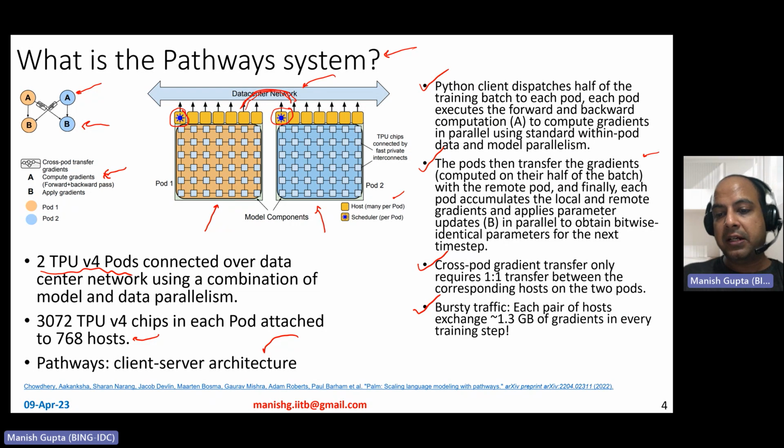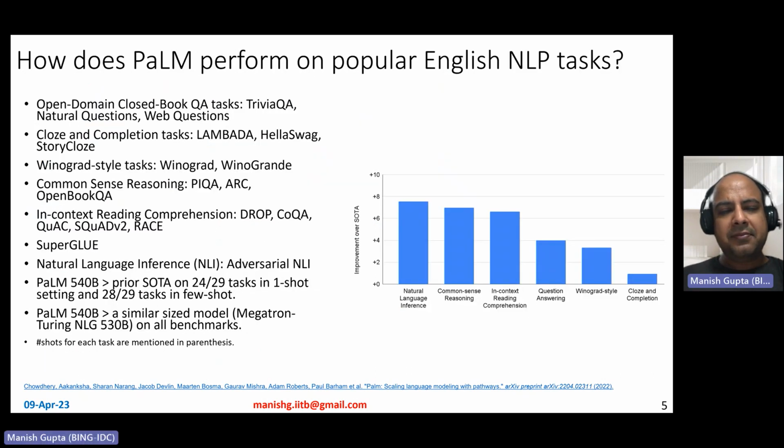The bandwidth can be up to 1.3 GB of gradients in every training step between a pair of hosts. And so if you have 768 pairs of hosts, then you multiply that, and you will suddenly realize that you have TBs of data being transferred across hosts, across the two pods, in a bursty manner. Okay, so how does PaLM perform with all of this awesomeness?